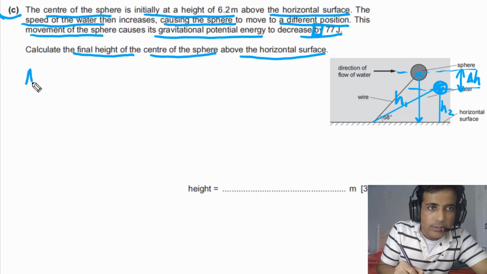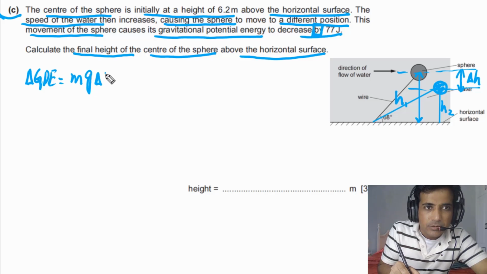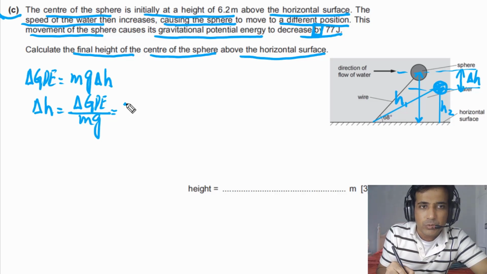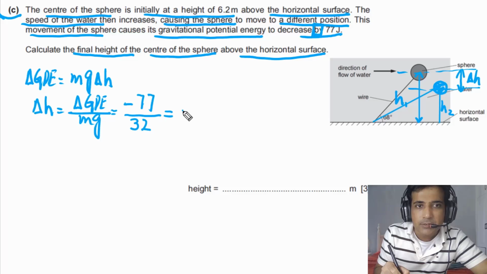So we can write down the change in GPE. This will be equal to mg delta h, the change in height. We need to calculate change in height. So this will be equal to change in GPE divided by mg. Potential energy decreases. So we will be using negative sign here. It decreases by 77 joules. So we are using negative sign here. And we have to divide this one by weight of the sphere. That is equal to 32. Now if we solve this one, our answer will be negative 2.4 meters. Means the decrease in height is equal to 2.4 meters.